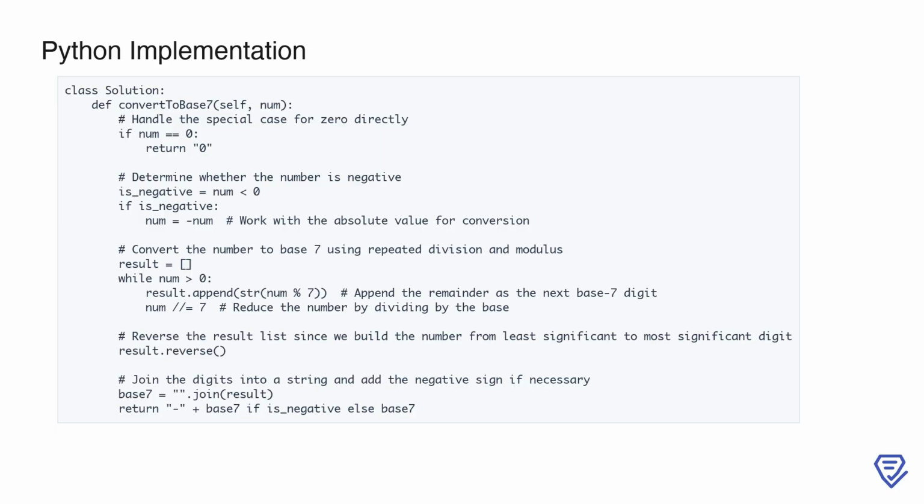The solution is efficient, as the number of operations is proportional to the number of digits in the base 7 representation of the input number. This ensures that the function runs in logarithmic time with respect to the magnitude of the input, making it suitable for large numbers as well.